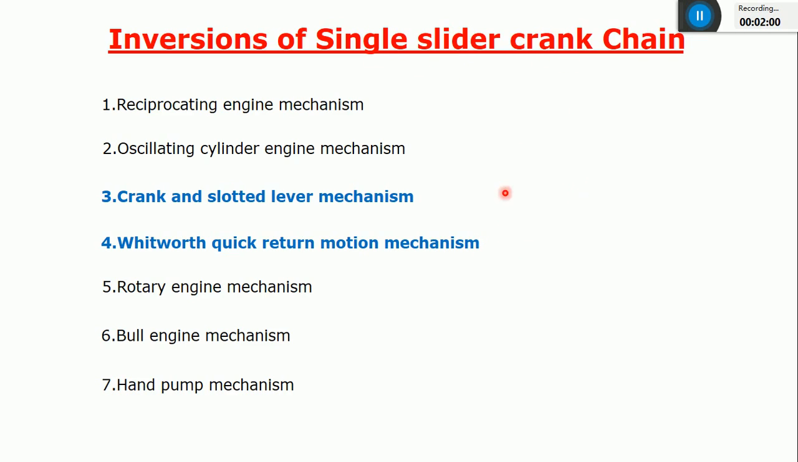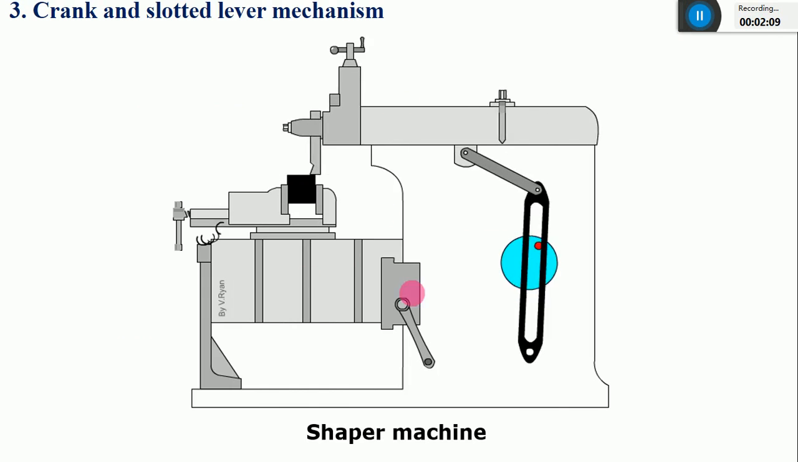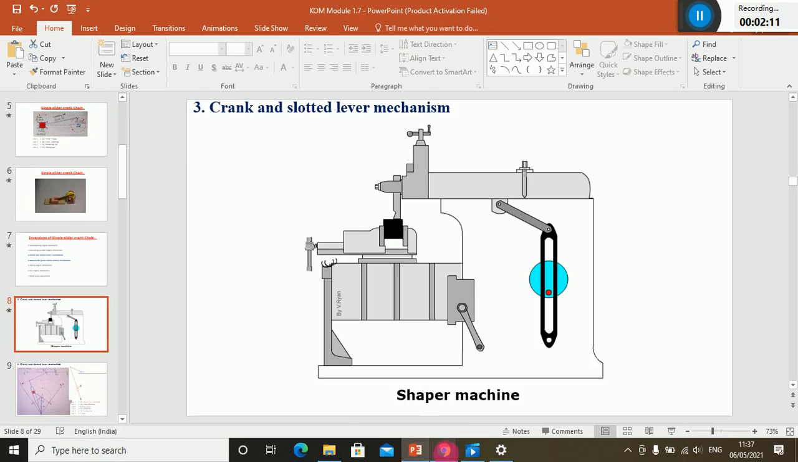Both are examples of quick return motion mechanisms, which are used in a shaper machine, or shaping machine, you can say. Just wait for a second.